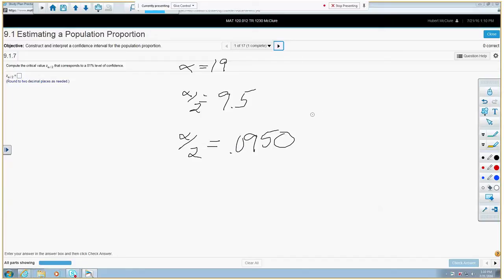Now, you can either put it in your calculator as inverse norm, or you can look it up in the table and look up 0.0950. What do you come out with? I got negative 1.31. That's much better. Negative 1.31. Most of the time they want the distance. So what's the distance between 0 and 1.31? 1.31.